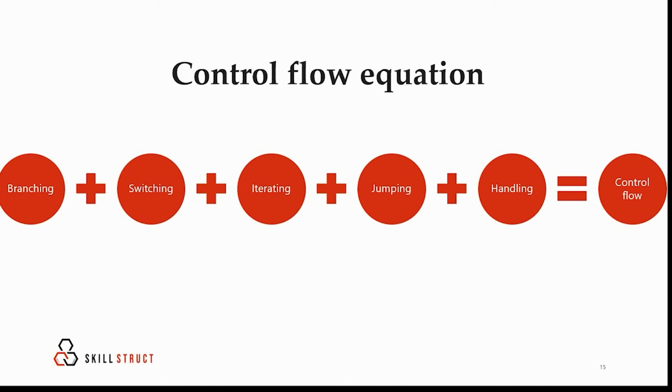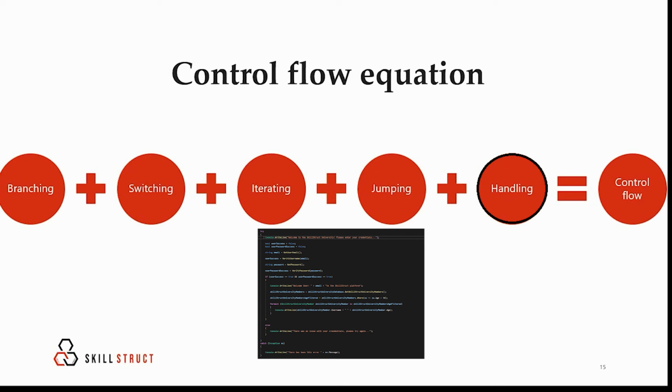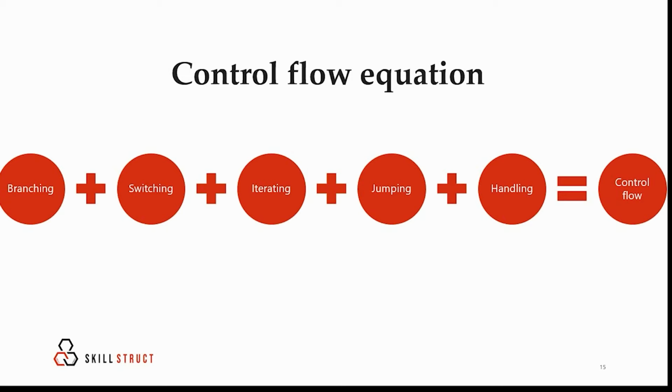Jumping is going from one line of code and jumping to another line of code rather than going sequentially, like the normal or default way we program. And then handling is all about error handling. We do a little bit of that when we use a function called TryParse, and we'll come on to that again as we talk about our program. But yes, this is the entirety of the control flow equation.